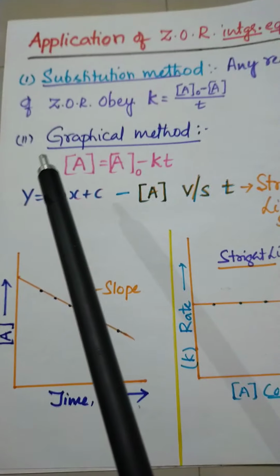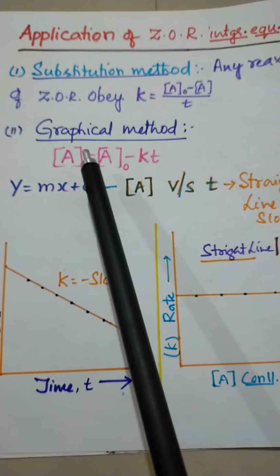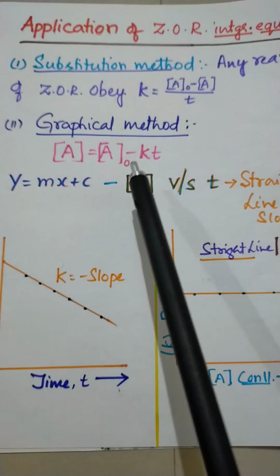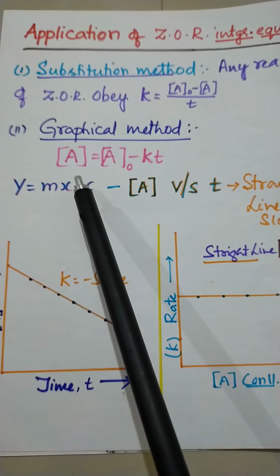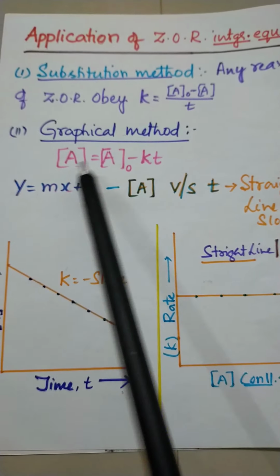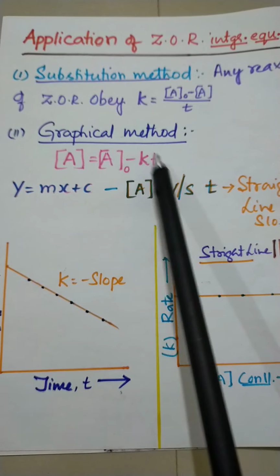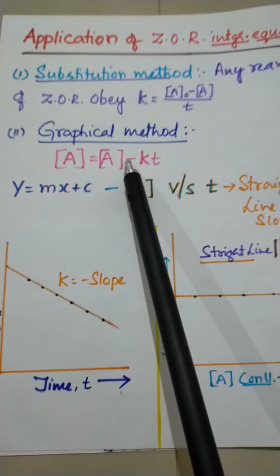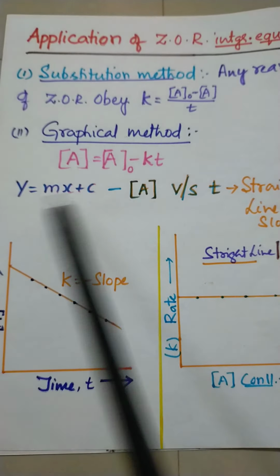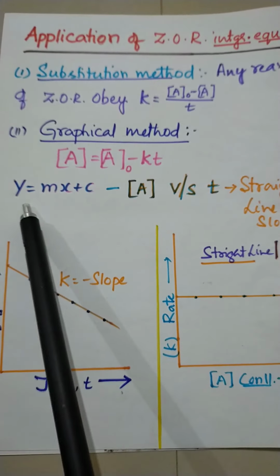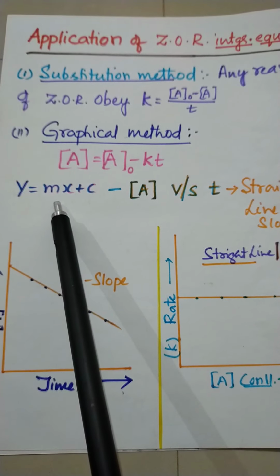Then one more is the graphical method. In the first order reaction it is lengthy, but here it is the same type. The concentration [A] is equal to the initial concentration [A]0 minus k into t. We have to bring it into the equation form y = mx + b, because this is a graphical form equation.